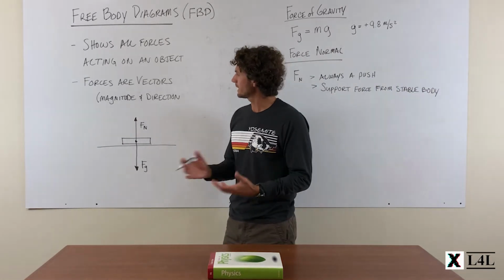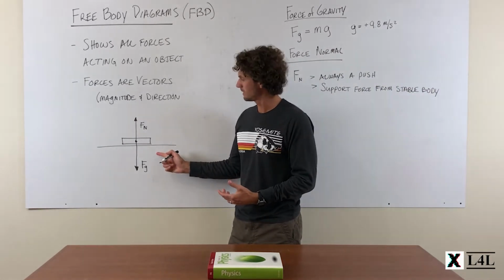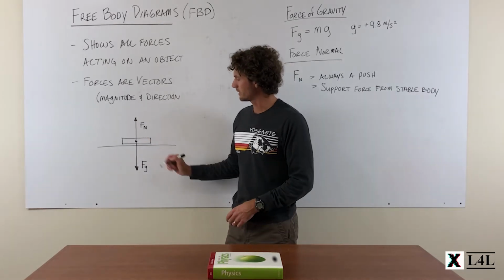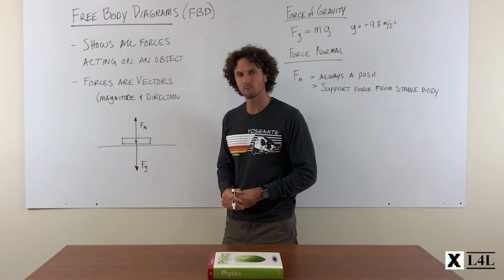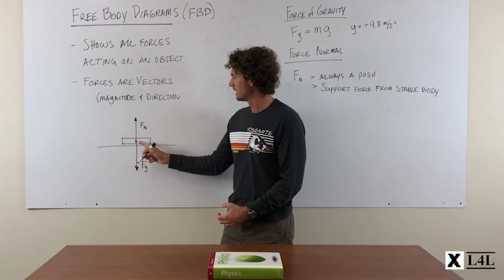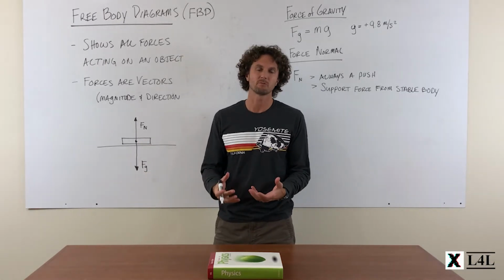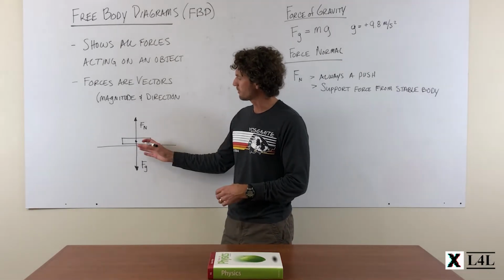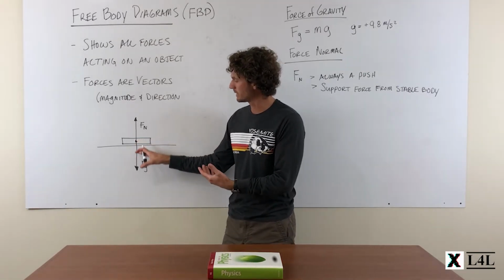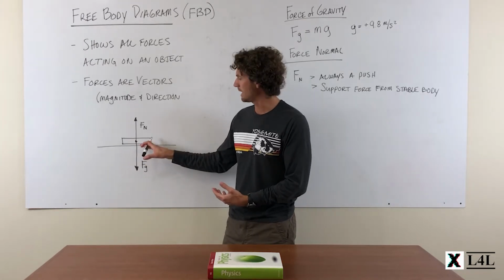Okay, so we're going to look at our free body diagram right here. And you can see we have the book resting on the table. The first force is the force of gravity, which is pulling straight down on it. The dot is representative of the center of mass of the object, in this case the book, and therefore we're drawing the force of gravity pulling straight down on the object.